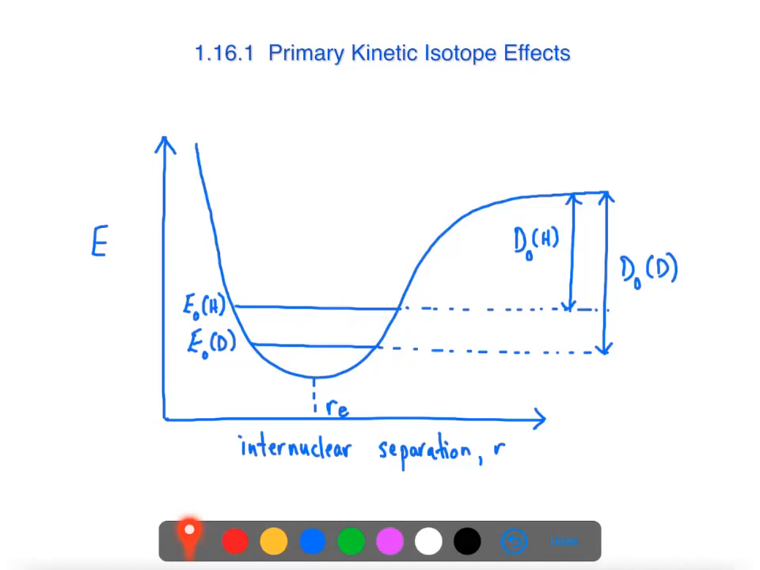And that has the final effect of increasing the dissociation energy. So we require more energy to break a CD bond than we do to break a CH bond. And this is the primary focus of these kinetic isotope effects: we're looking at the differences in energy associated with the breaking of these CH and CD bonds. And if these bond breaking events are key to a rate determining step, then we expect to see a significant change in the rate for this reaction.